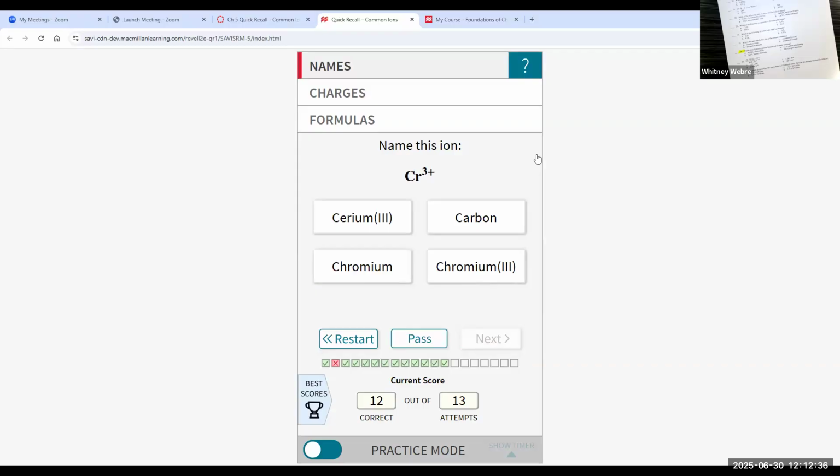Do y'all know what element? Yeah, so this is chromium. Well, look at the options for chromium. What one has to be it? Yeah, so the one with the 3, because chromium is a transition metal and it needs to have a Roman numeral. So this one I kind of struggle with, but they were nice enough to not give you hard answers.